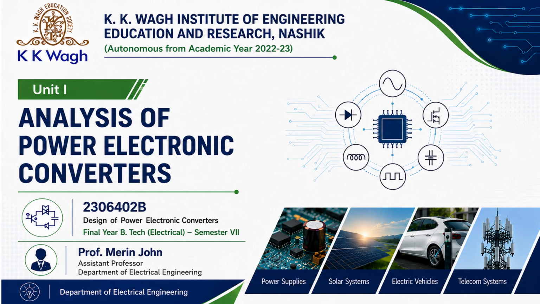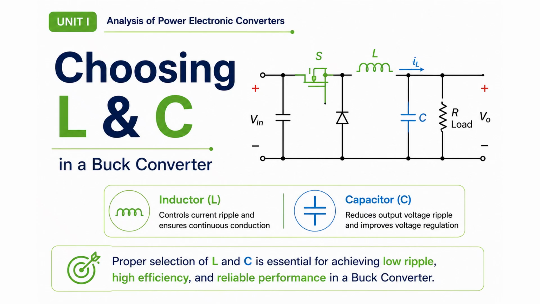In today's lecture, we are going to study one of the most important topics in converter design: how to choose the inductor and capacitor values of a buck converter. In the previous lecture, we understood the operation of a buck converter and analyzed its waveforms. Today we will understand why these passive components are important and how they influence the performance of a converter. By the end of this lecture, you will understand the design procedure commonly followed in industry while developing a DC to DC converter.